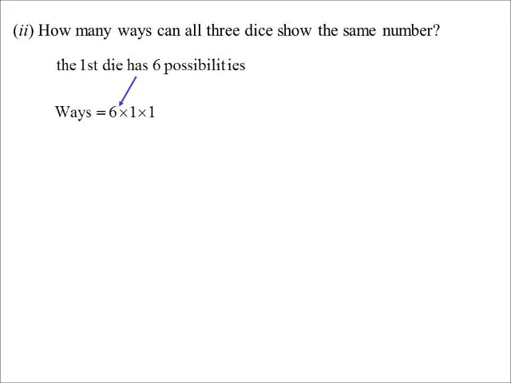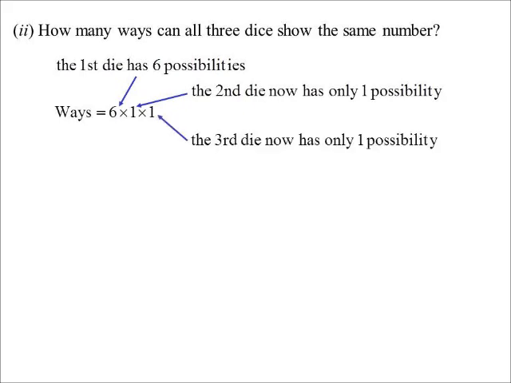But now I want all 3 to show the same thing. So when I roll the second one, there's now only one thing that could happen. I want it to be the same as that first one. And the third one, same deal. Only has one possibility. Now, that's the idea behind it, using the basic counting principle. Sometimes just pure logic can tell you the answer, because if you think about it, all 3 show the same. Well, they could either be all 1s or all 2s or all 3s. There's 6 different things they could be.